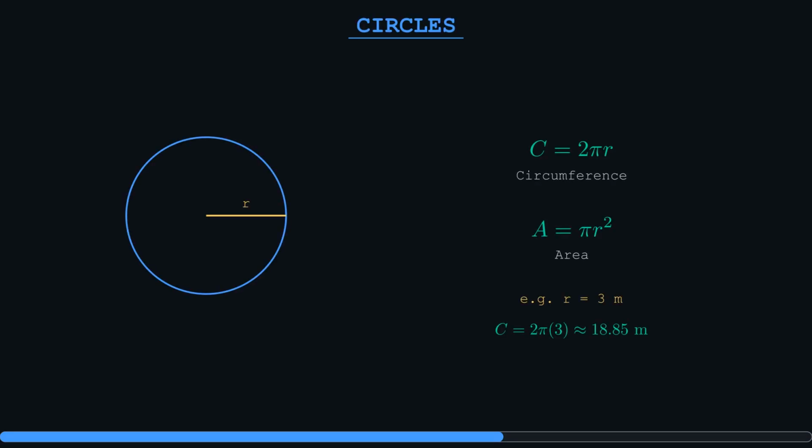For circles, the circumference is 2 pi r, and the area is pi r squared. For example, a circle with a radius of 3 meters has a circumference of approximately 18.85 meters. These relationships apply directly to the engine bores, wheel rims, and duct cross-sections.